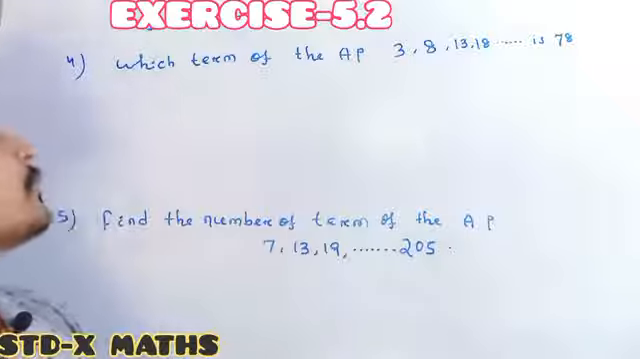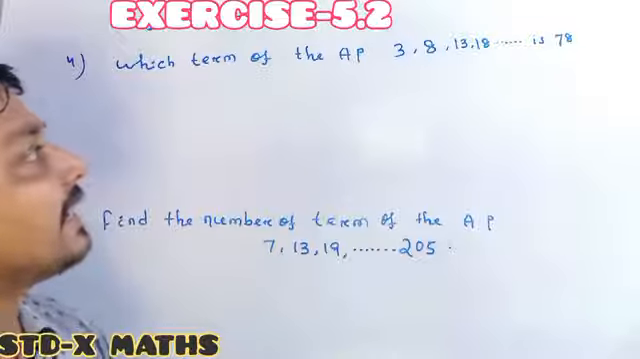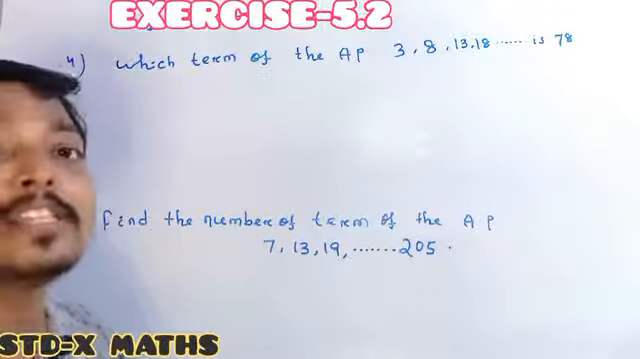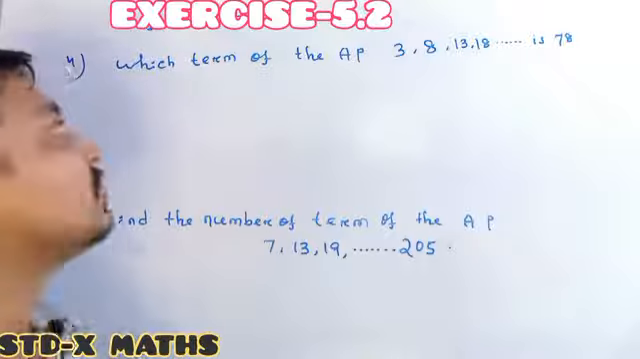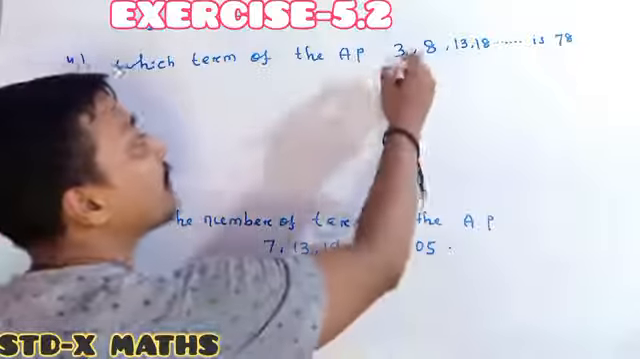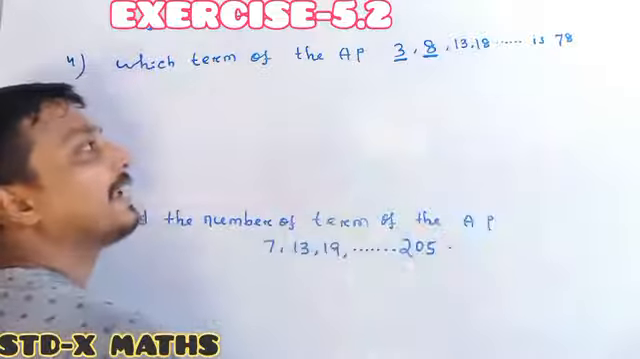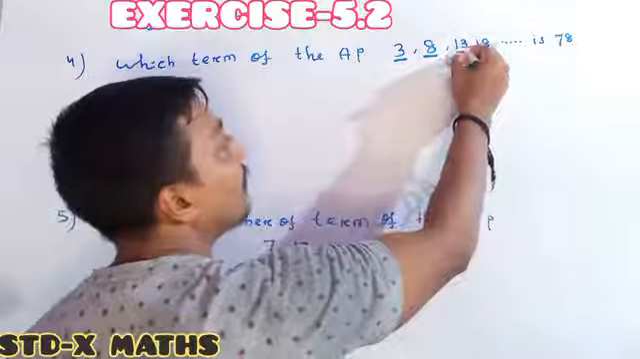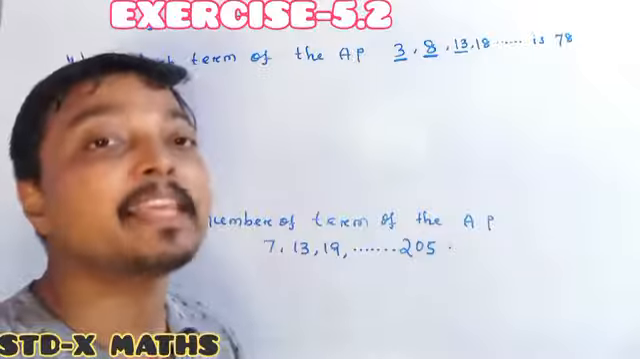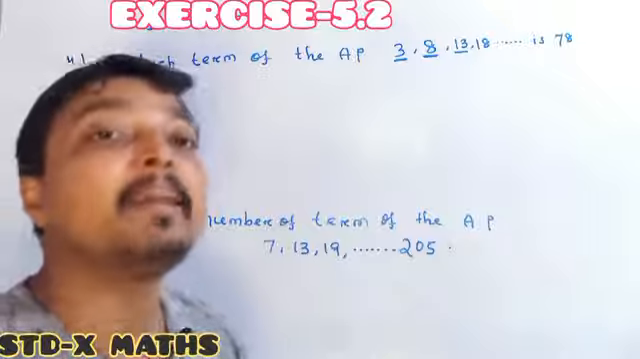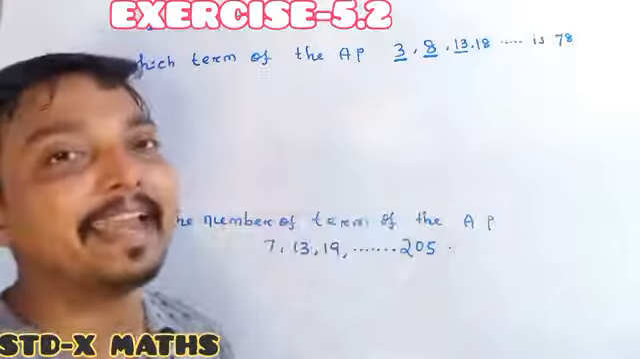See, in question number 4, it is given: which term of the AP 3, 8, 13, 18 is 78? Which number of a term is 78? Just like this one is the first term, A1. This one will be the second term, A2. This one will be the third term. So which number of a term? It means n will be how much, such that an is 78.